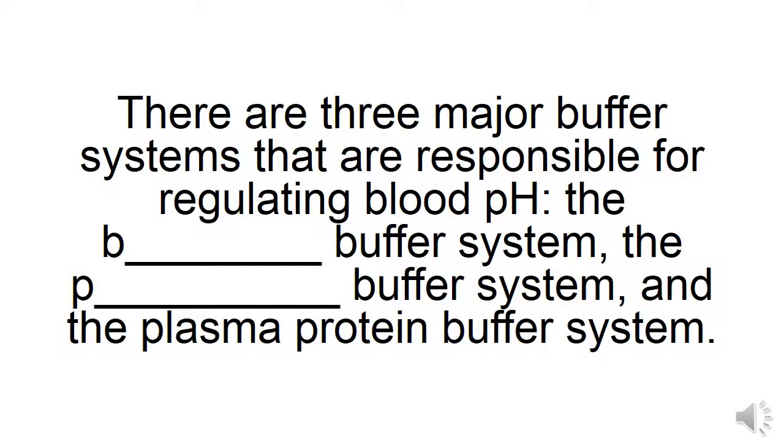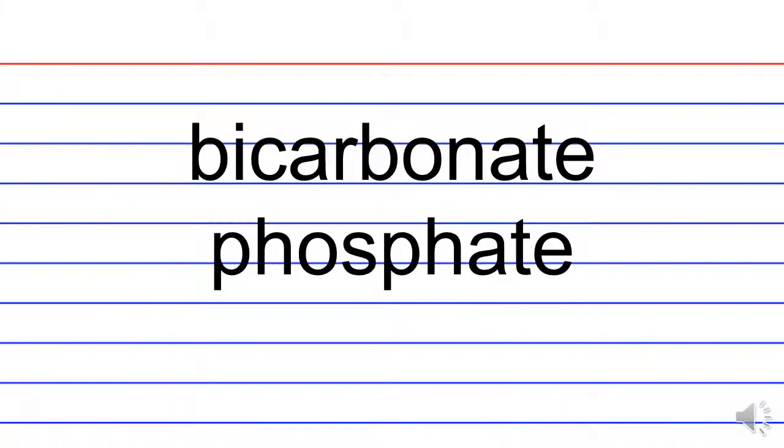There are three major buffer systems that are responsible for regulating blood pH. The B blank buffer system, the P blank buffer system, and the plasma protein buffer system. So fill in the blanks. The first blank is the bicarbonate buffer system, and the second blank is the phosphate buffer system. Two very popular polyatomic ions in the human body.